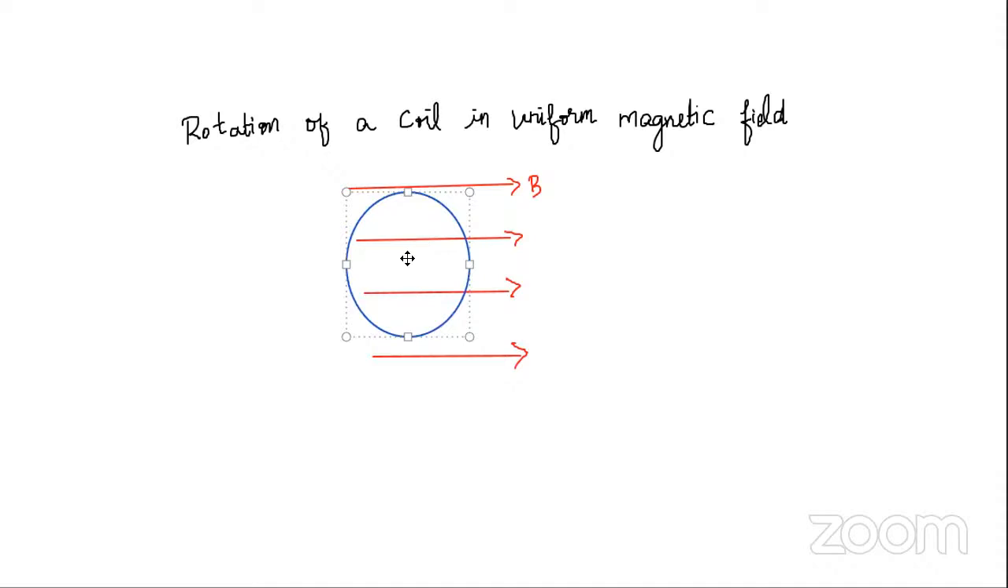So that the plane of the coil can be represented like this. The plane of the coil, that is area. Here you are having the axis of rotation. Let me represent that by this. Here you can see the axis of rotation is like this.